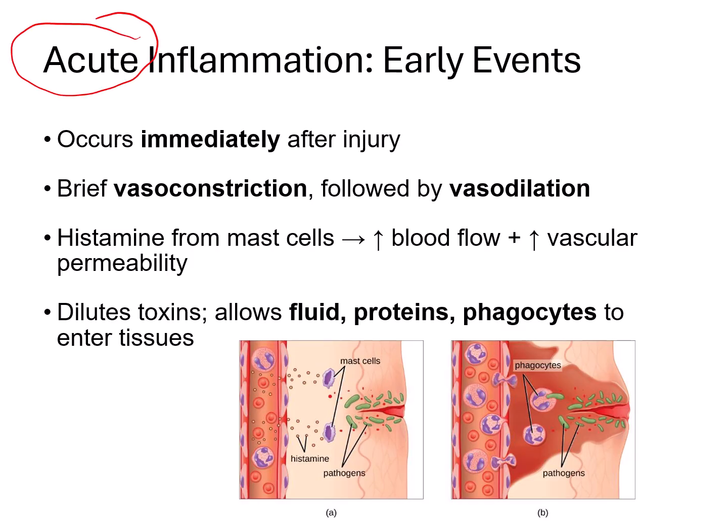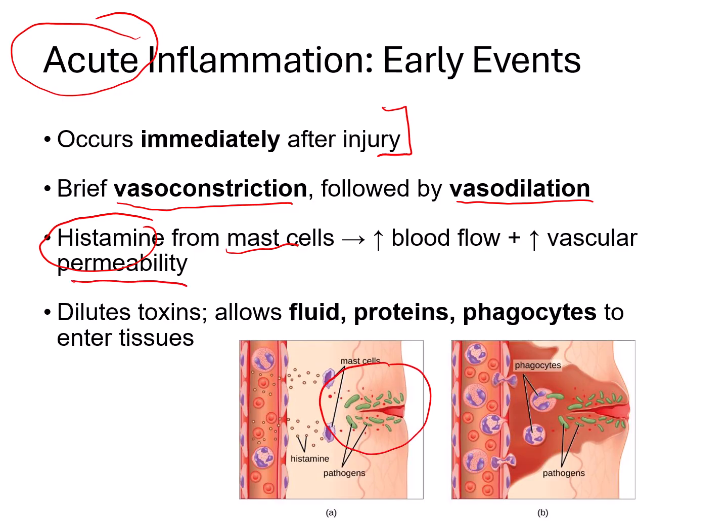Acute inflammation begins immediately after injury. It starts with a brief vasoconstriction to prevent blood loss, followed by vasodilation caused by histamine release from mast cells. Vasodilation will increase blood flow to the area of infection, while increased permeability of the blood vessels allows the immune cells, proteins, and plasma to enter the tissues. These early events help dilute toxins and bring in the components needed for microbial control.